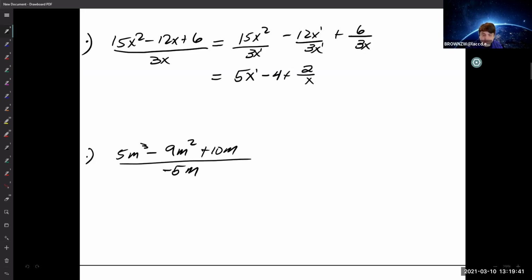So once again, the first thing to do is just split it up into our terms. So we have 5m cubed over negative 5m, minus 9n squared over negative 5m, and then lastly, plus 10m over negative 5m.